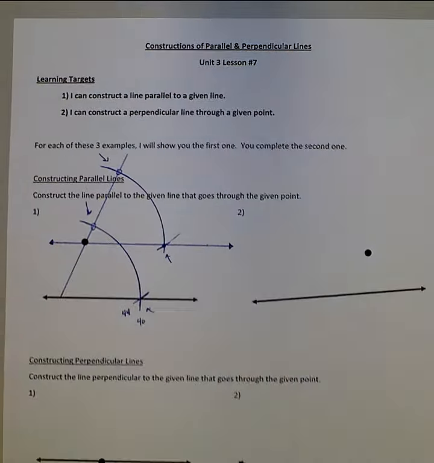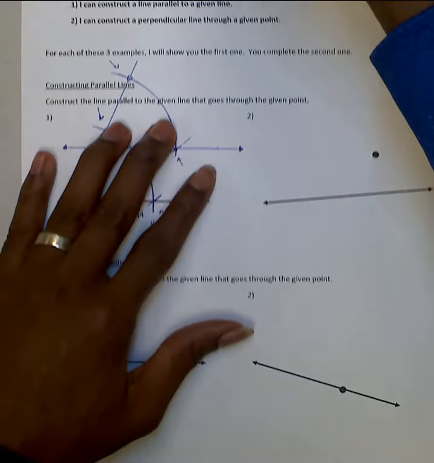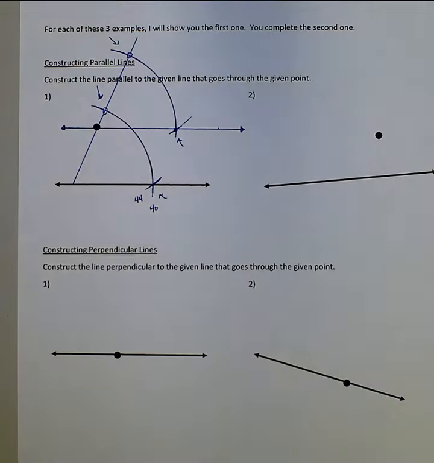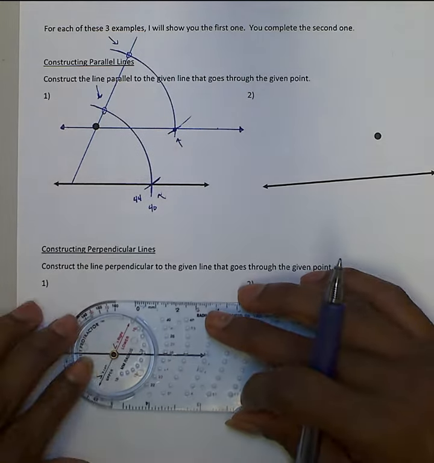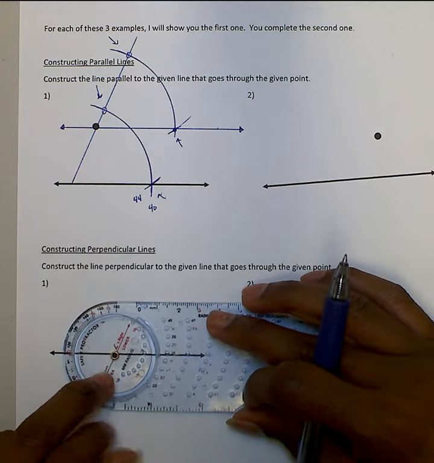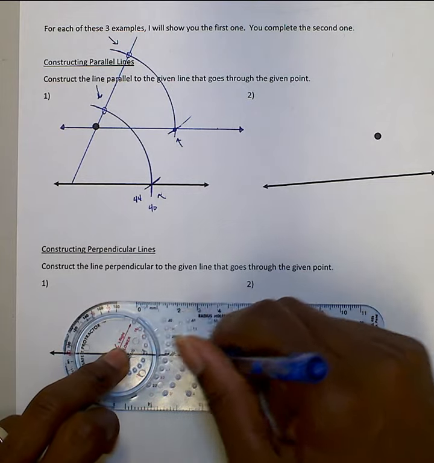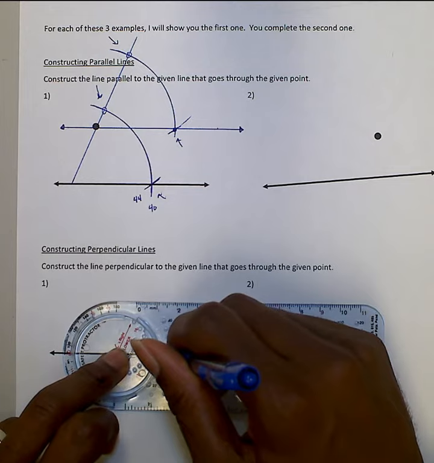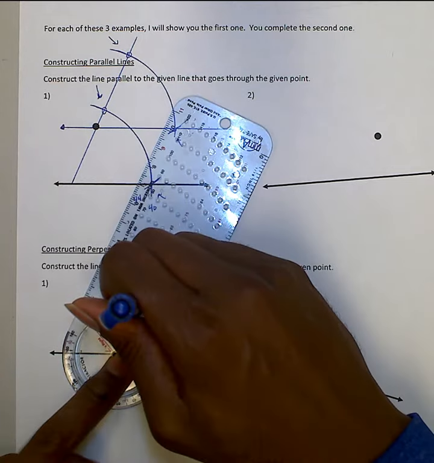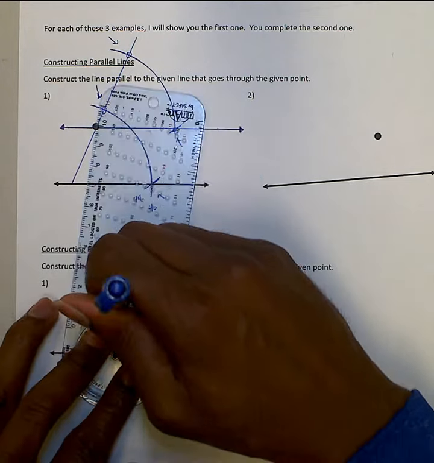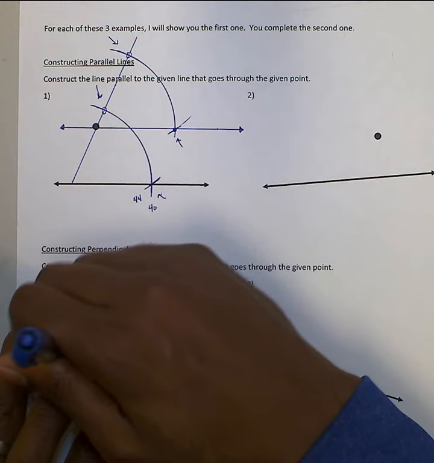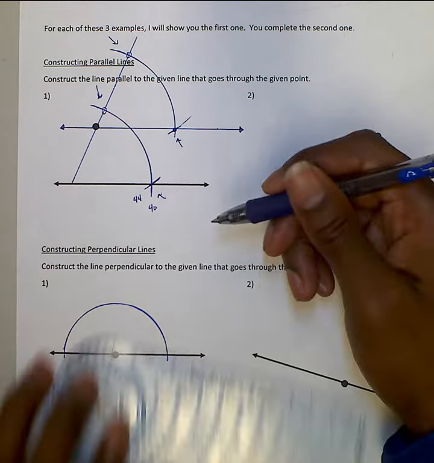All right, next example: making a perpendicular line through a given line. To make a perpendicular line, we put our pivot on the point that we're trying to go through, and we choose a number, preferably a smaller number. It doesn't have to be very big, but it needs to intersect the line. I'm going to choose the number 26. There we go, and that intersects the line twice. That's what we want.